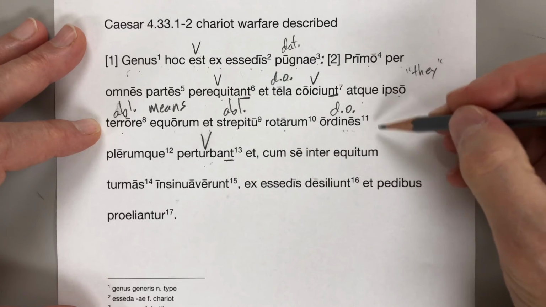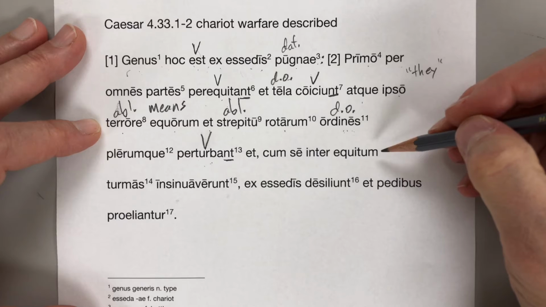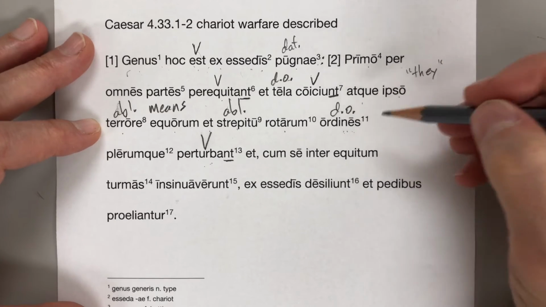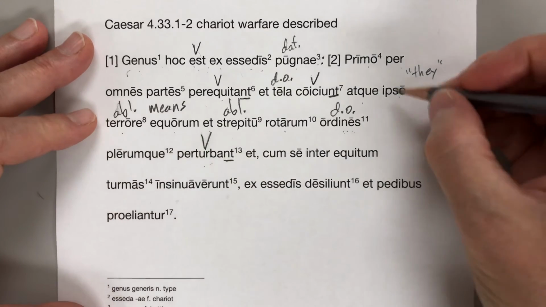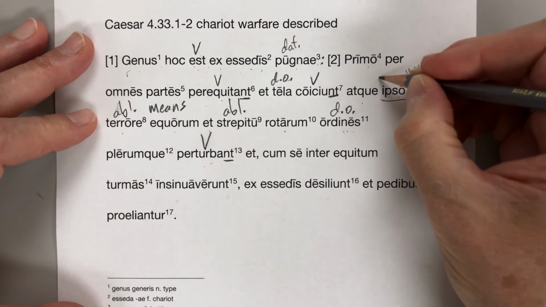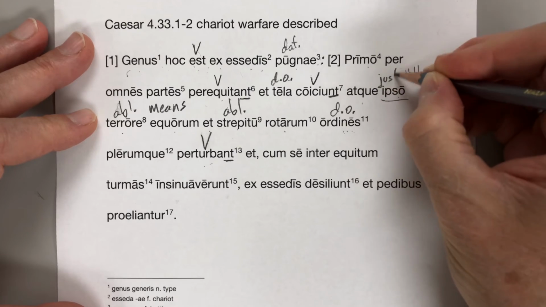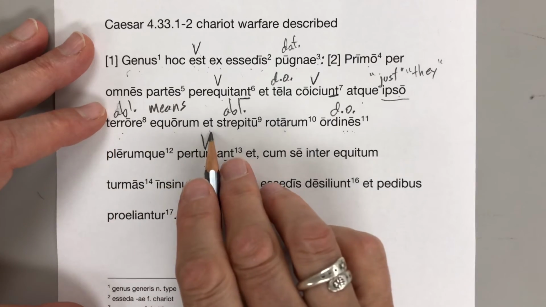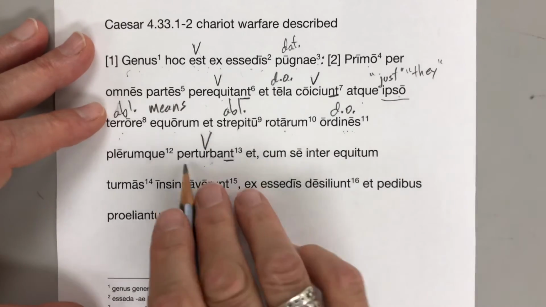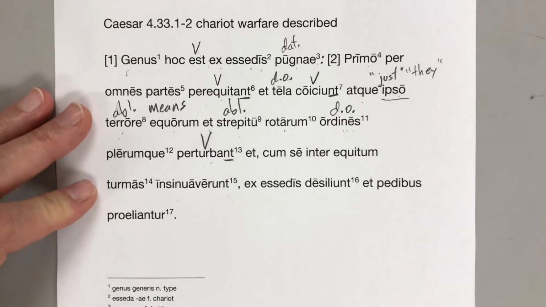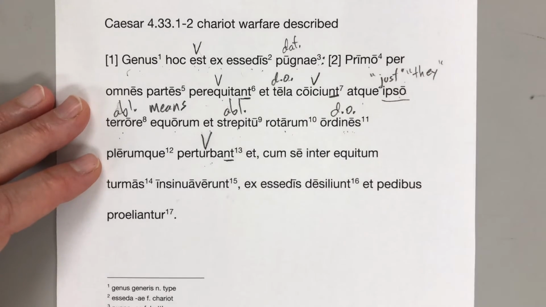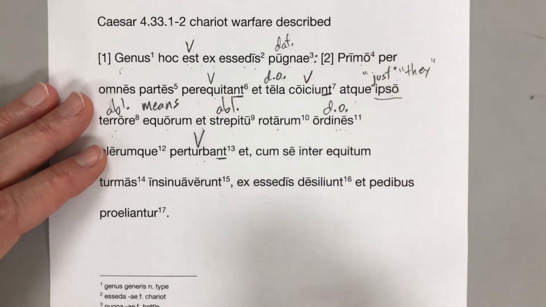So what Caesar's saying is that the chariots themselves are so scary that generally that wins the battle right there. And I like to translate this ipso as just. By just the terror of the horses and the roar of the wheels, they break their lines. Ipso usually just means itself, but you can use just there. That's a nice emphasis on the terrore and the strepitu.